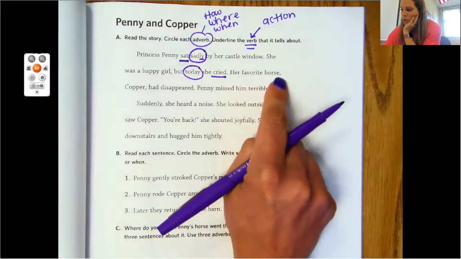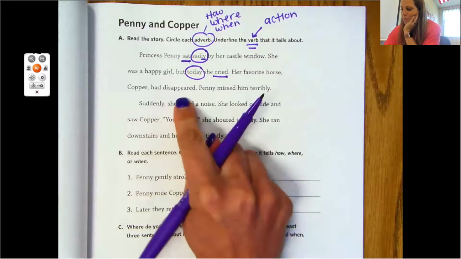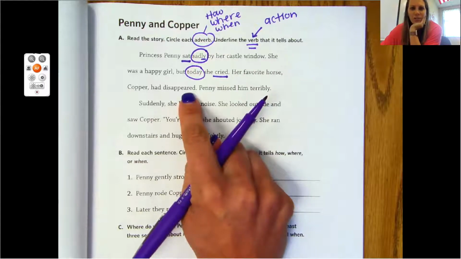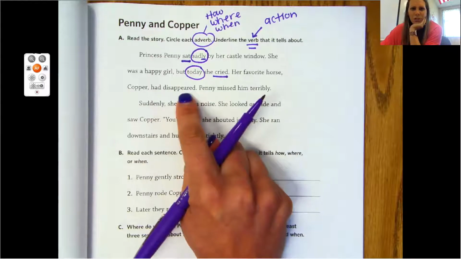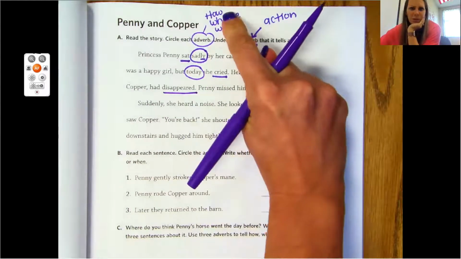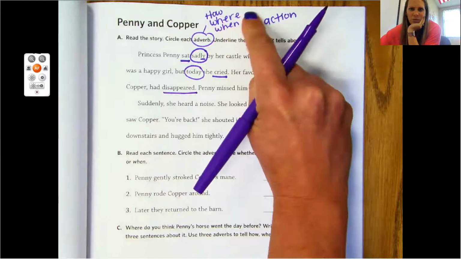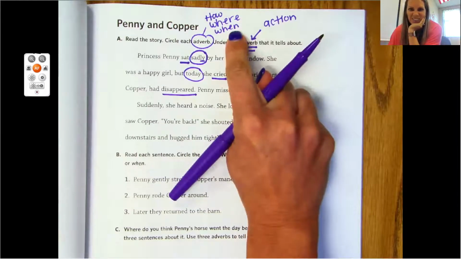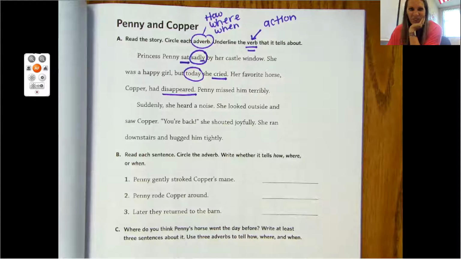Her favorite horse, Cooper, had disappeared. Let's think about that one. The action. What happened? Cooper disappeared. But does it describe how he disappeared? No. Where? No. When? Not really. I don't think that one has an adverb. Do you?